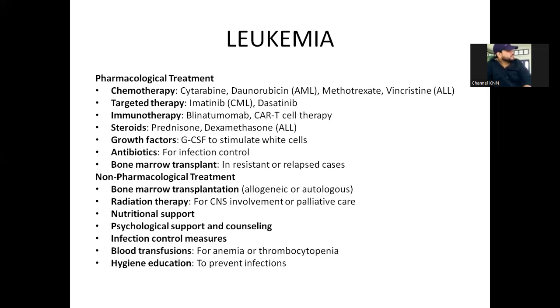Next, pharmacological treatment mainly involves chemotherapy. Chemotherapy is done mainly by drugs like cytarabine, daunorubicin, methotrexate, vincristine. Targeted therapy can be done using drugs like imatinib, dasatinib. Immunotherapy can be done using drugs like blinatumomab, CAR T cell therapy. Steroids like prednisone and dexamethasone can be given in ALL, and growth factors like G-CSF are used for stimulating the white cells, and antibiotics are mainly given for controlling infection, and in some cases bone marrow transplantation can be done.